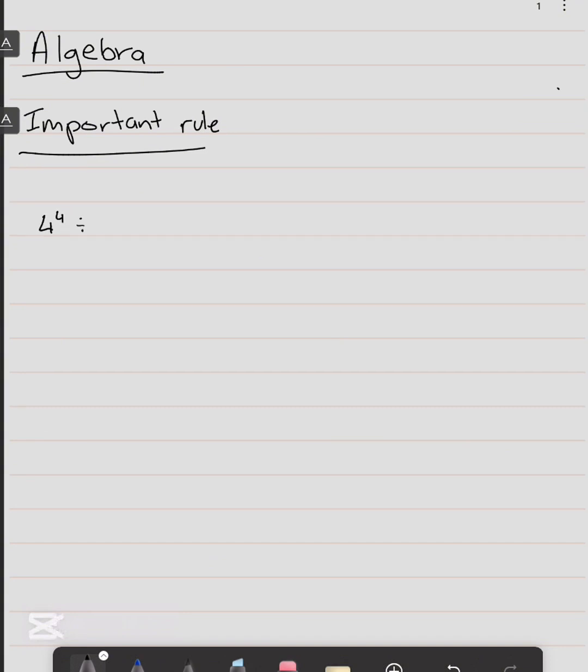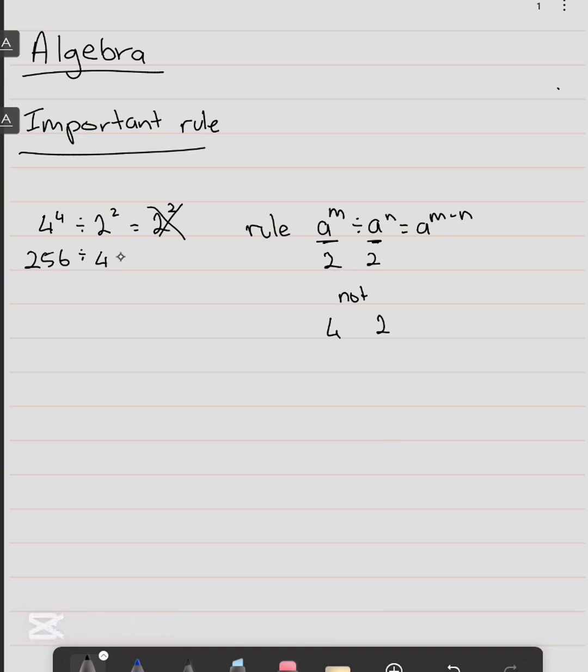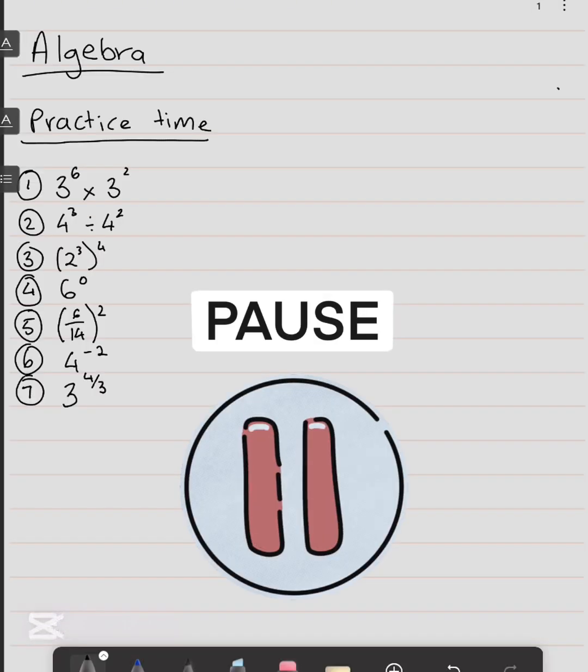When given an equation like 4 to the power of 4 divided by 2 to the power of 2, you might think to use indice rules and get 2 to the power of 2. That is wrong, because the rule states it's a to the power of m divided by a to the power of n is a to the power of m minus n. The a must be the same, so the base number must be the same, 2, not 4 and 2. If we were to solve it normally and use the power straight away, we would get 256 divided by 4, which is 64, and that is not the same as 2 to the power of 2, which we thought we could do before. Here are some practice questions.